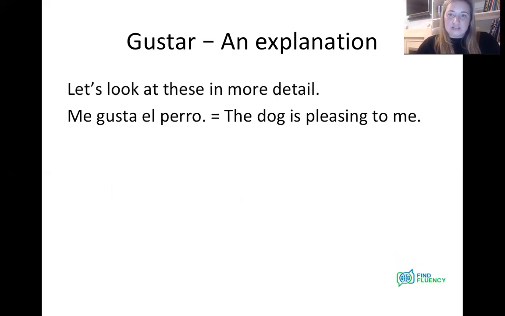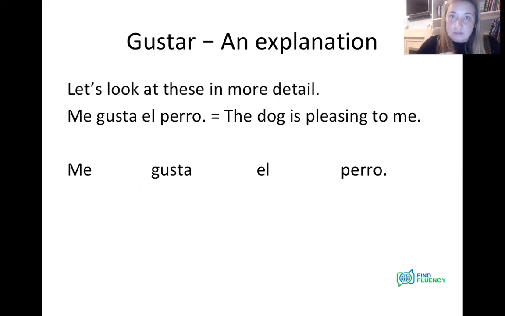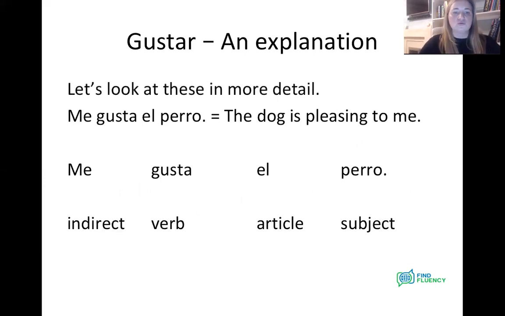So looking a little bit more in detail at that and just breaking these sentences down to clarify it a little bit. Me gusta el perro. Let's look at the different elements of the sentence, if you like. So we've got me, which here is an indirect object. We've got gusta, which is the verb. We've got el, which is the article, and we should know our articles from the last couple of lessons. And we've got perro, which is the subject.